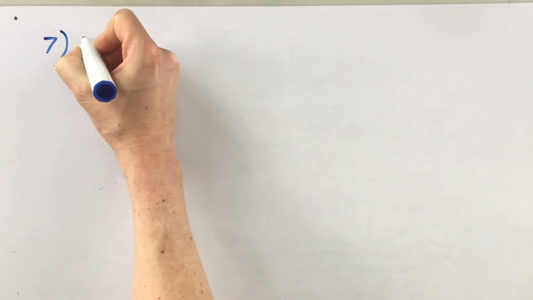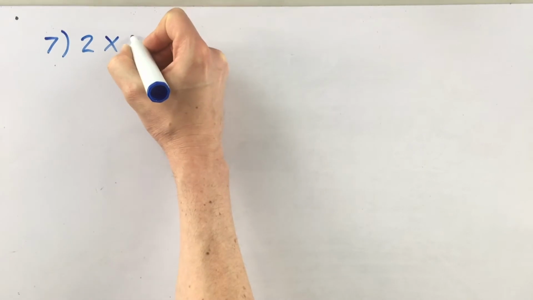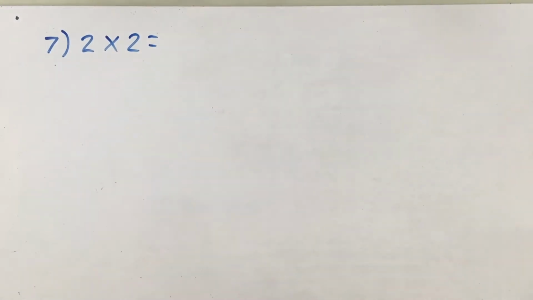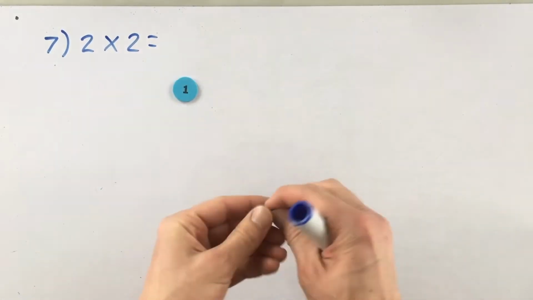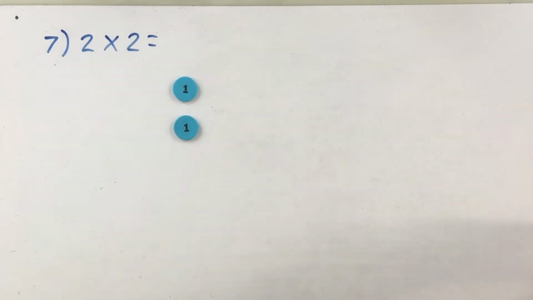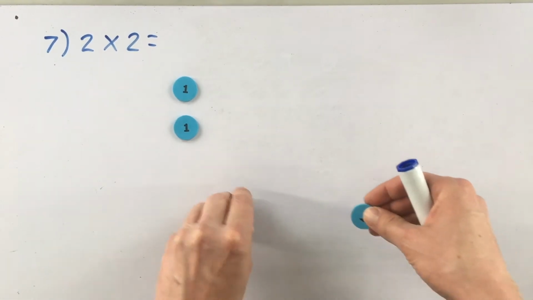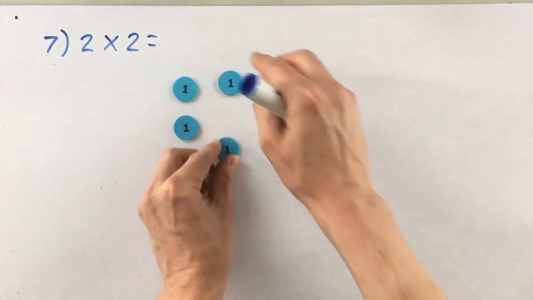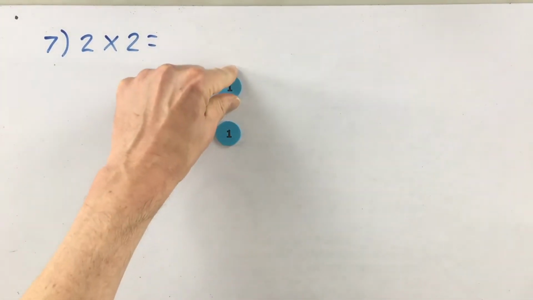If you did the blue questions, then we're starting at number 7. And you started with 2 times 2. So you have 2 coins to begin with. We'll double that, so you get twice as many. And the answer is 4.